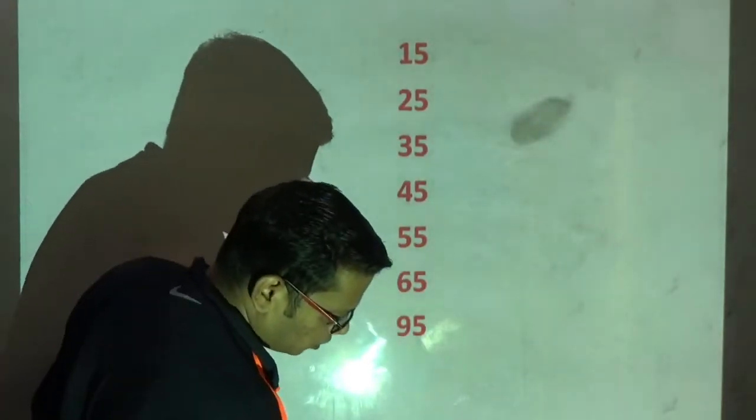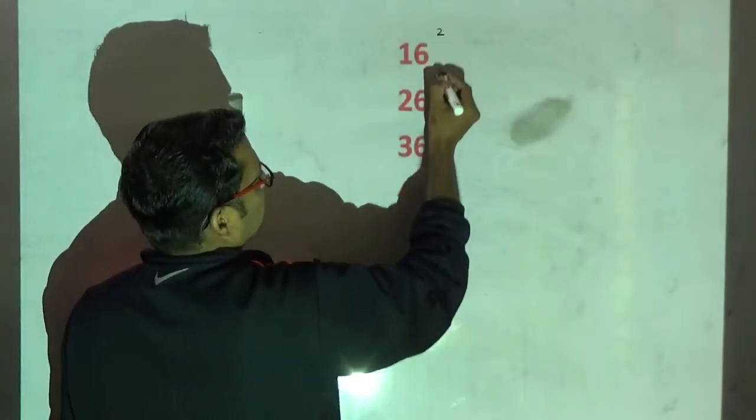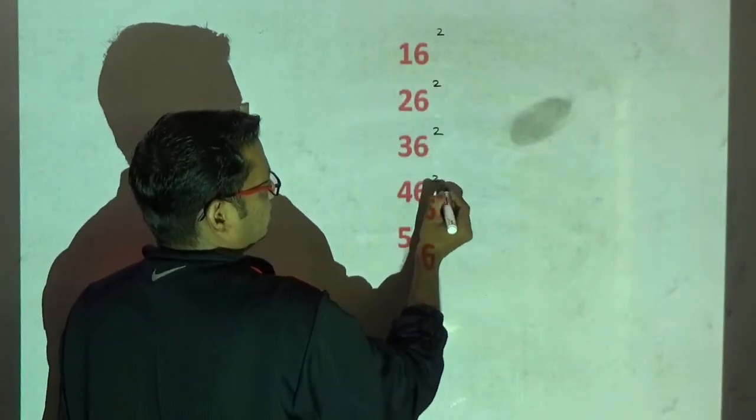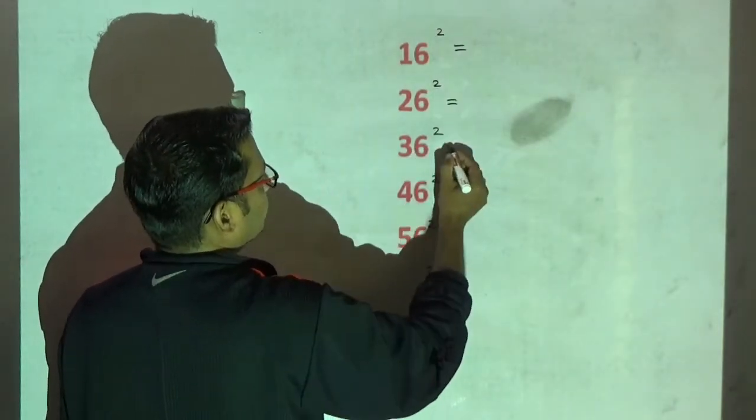Now I will show you how to do squaring of a number ending with 6. Now 6, 7, 8, 9, one technique. 6, 7, 8, 9, one technique now. Please observe.